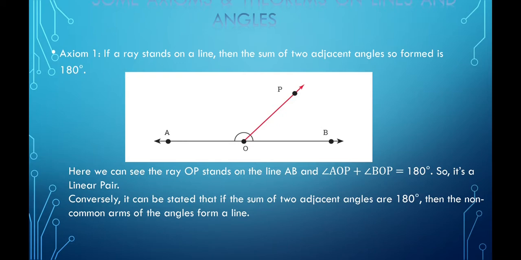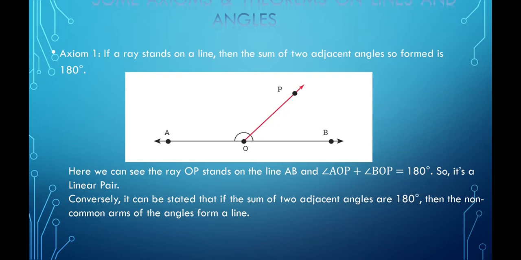Here in the figure we can see AB is a line and O is a point on it where ray OP stands on it, making two angles AOP and BOP. We should know that AOP plus BOP are supplementary, and the sum of these two angles will be 180 degrees. So it is written here. We can see the ray OP stands on the line AB, and angle AOP plus angle BOP is equal to 180 degrees. So it's a linear pair.